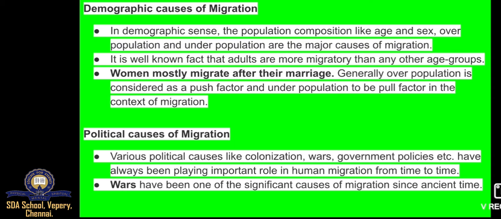And next, political causes of migration. Various political causes like colonization, wars, government policies, etc. have always been playing an important role in human migration from time to time. Wars have been one of the significant causes of migration since ancient times. So that's all about the political causes of migration.